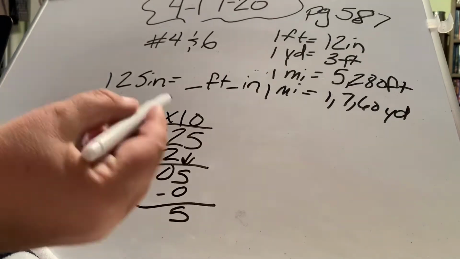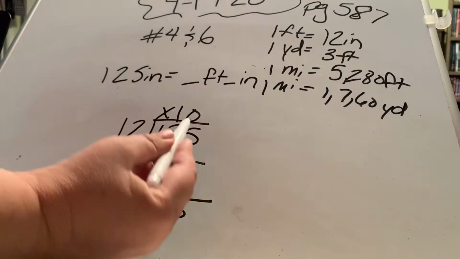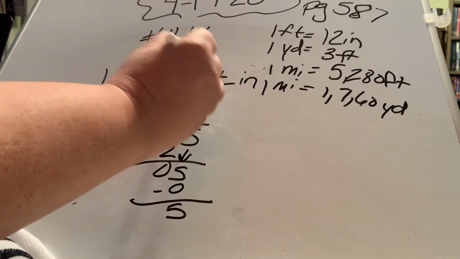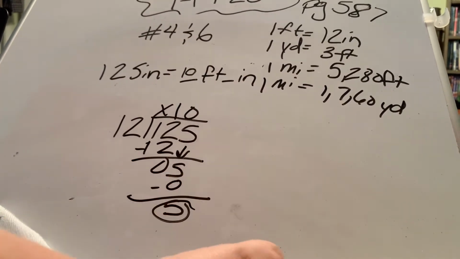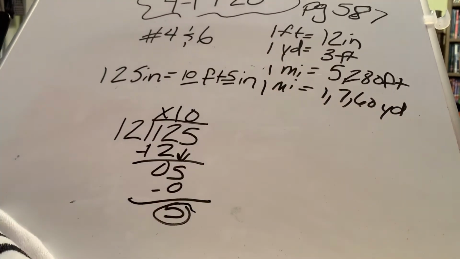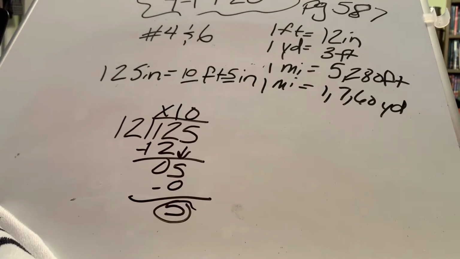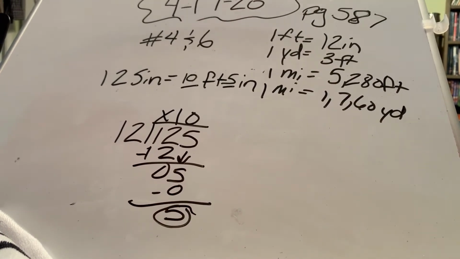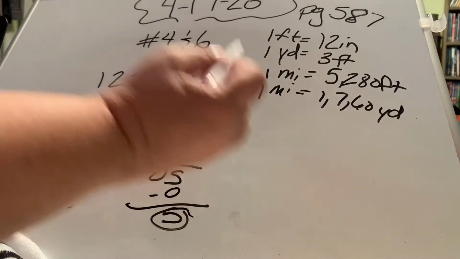Okay. All right, so we have how many whole feet? We had 10 whole feet with 5 inches left over. So for number 4, you should have gotten 10 feet, 5 inches.